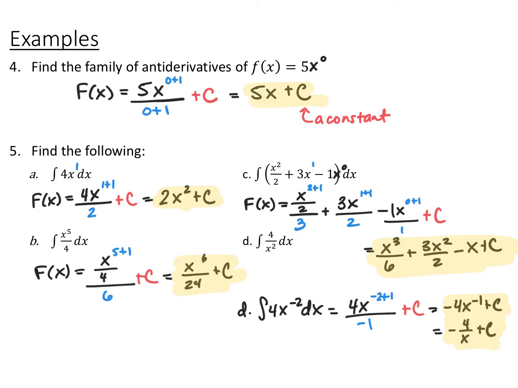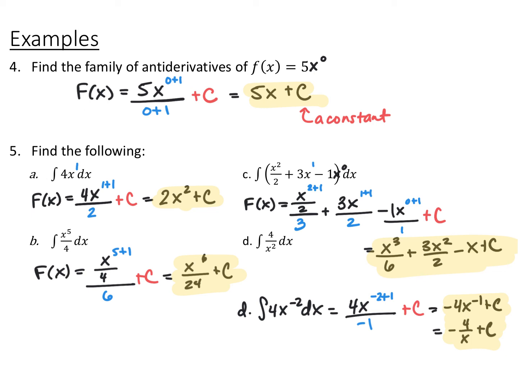So for C, I just took the integral of each individual piece and added them all up. So first one, x squared over 2, raise the power by 1, so it becomes a 3, and divide by the new power. Same thing with plus 3x to the first power, raise the power by 1, divide by 2. Negative 1 is the same thing as negative 1x to the 0, so raise the power by 1, it now becomes a 1, divide by 1, plus your constant of c. So you end up with x cubed over 6 plus 3x squared over 2 minus x plus c.